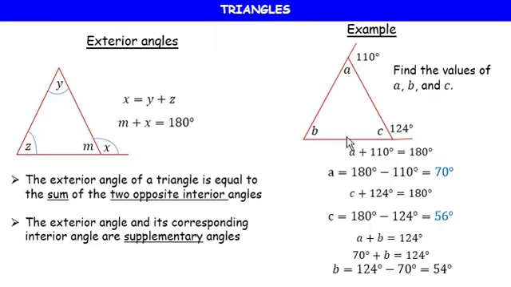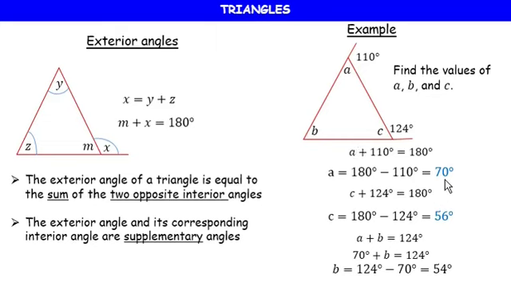So we are left with angle B. Now you can solve this in two ways. First of all, now that you've been able to find the value of A and C, you can find B, because the sum of interior angles in a triangle is 180 degrees. So if you want to find B, just add angle A, that is 70 degrees, to angle C, 56 degrees, and then subtract the total from 180 degrees. It will give you the value of B.